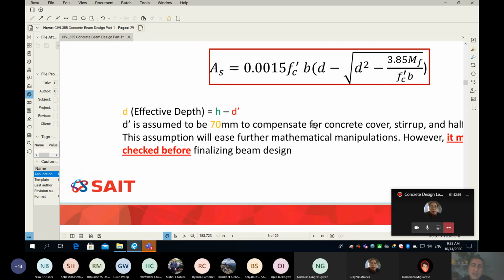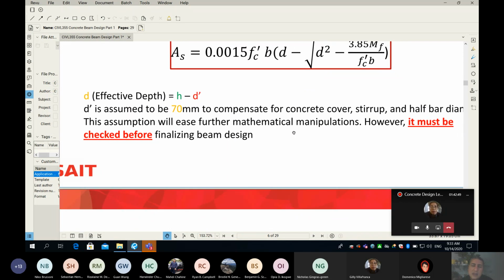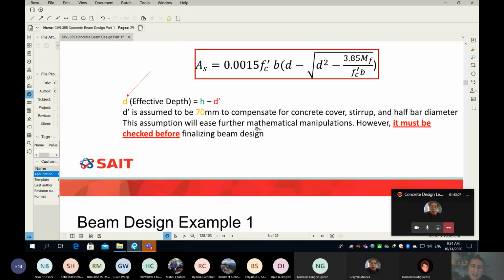It means I'm assuming here it is one layer of rebar. And this assumption will ease further calculation. This will be very difficult mathematically if I keep D unknown. However, once I assume that my D prime is equal to 70, you will see how easy my life will be in terms of math. So this will ease further mathematical manipulation. However, it must be checked.